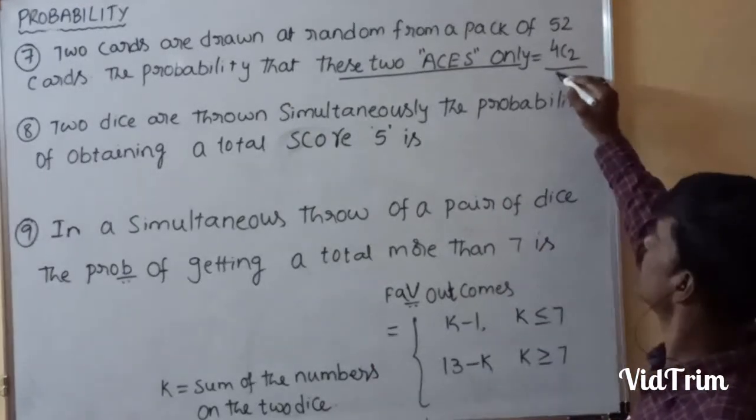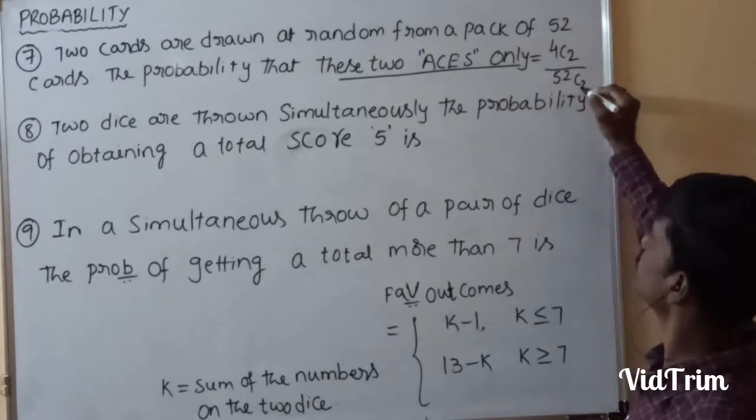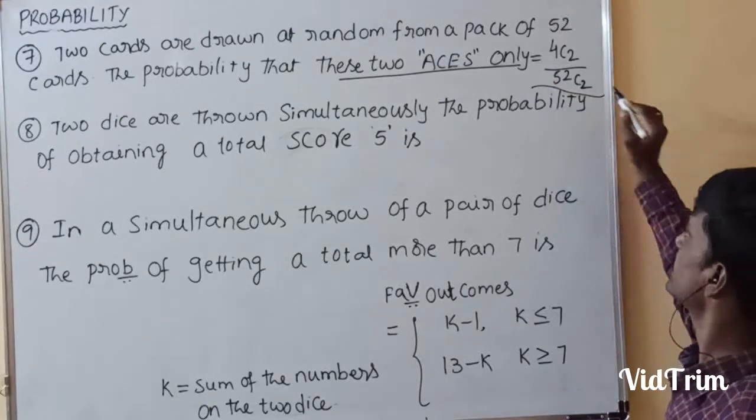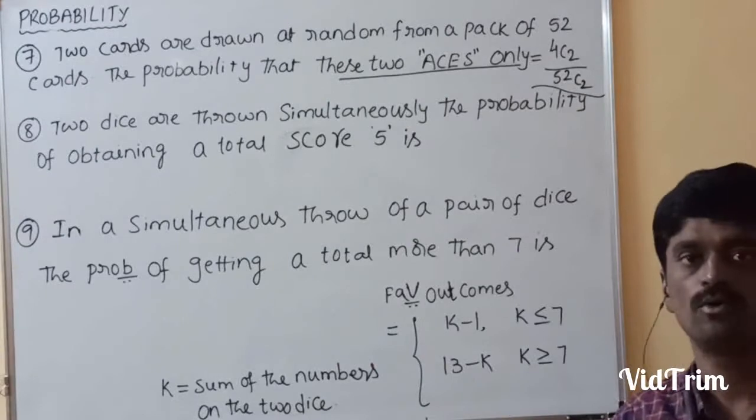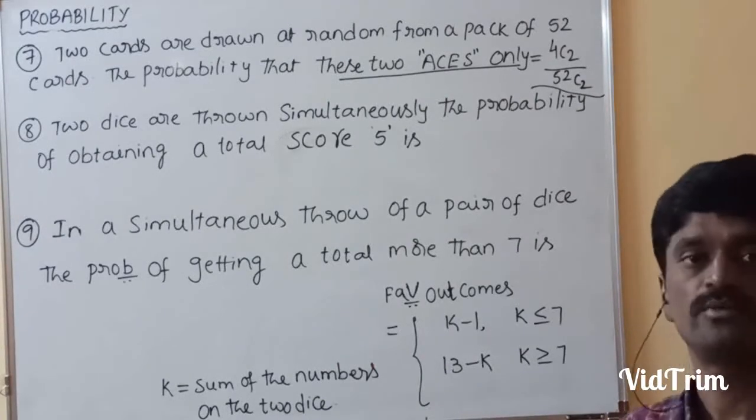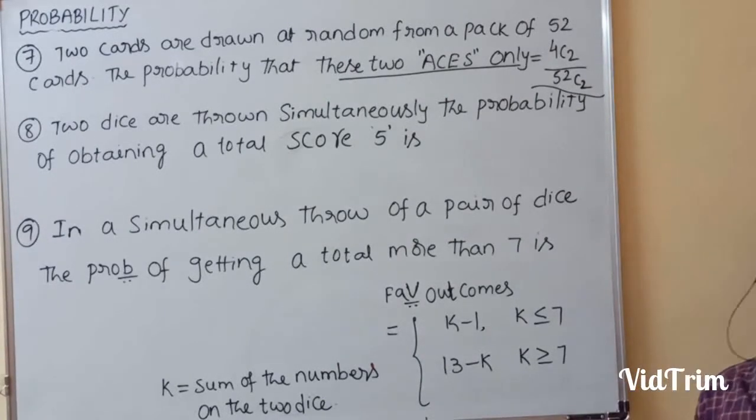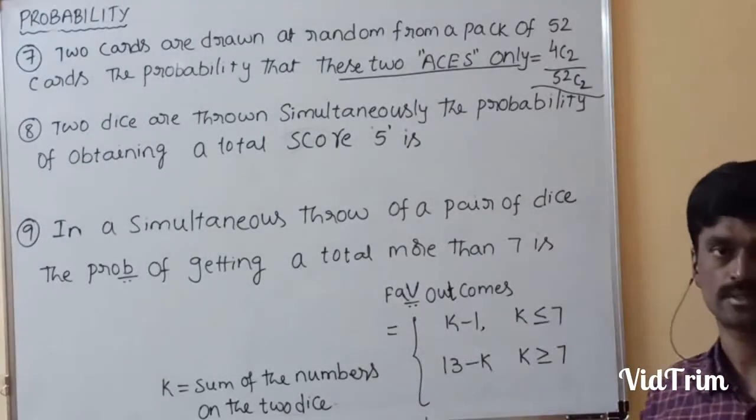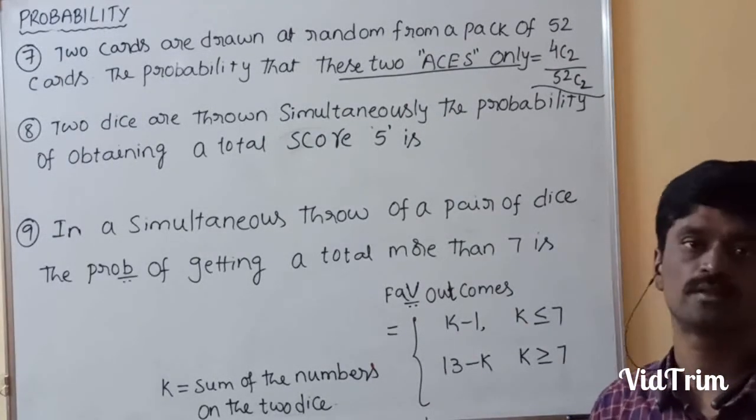So that is nothing but divided by 52C2. Because we can select 2 cards from 52 cards in how many ways? 52C2. So favorable is 4C2, total number is 52C2. So that was the answer. So just simplify and you will get the answer.